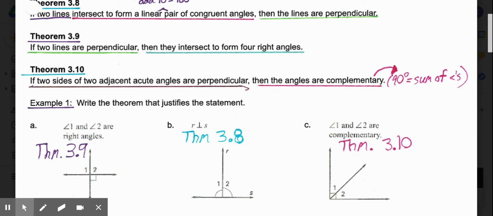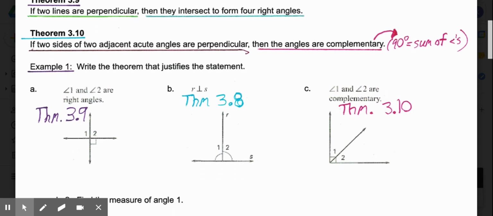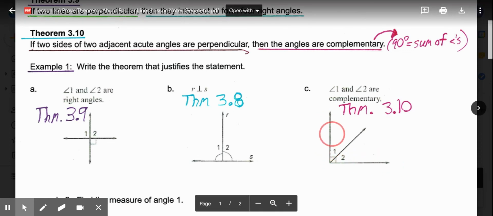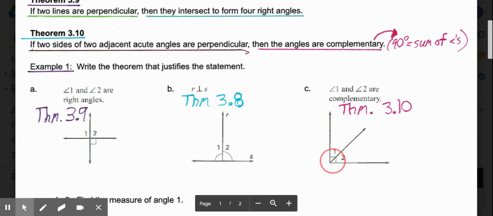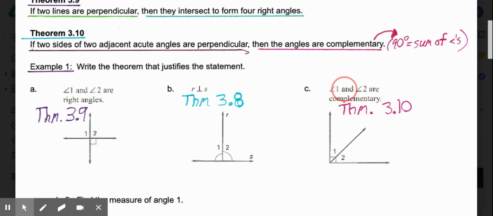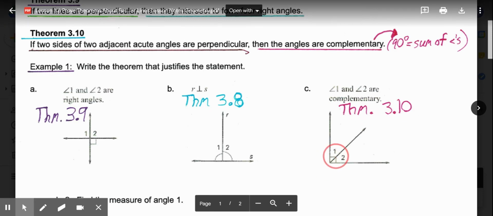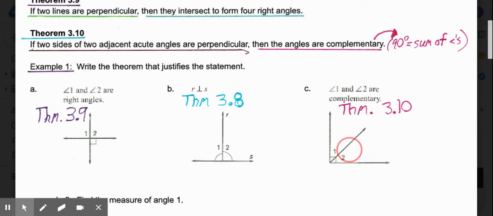So theorem 3.8. And then we are trying to state that angle 1 and angle 2 are complementary. Well, angle 1 and 2 are adjacent angles. The exterior sides of the adjacent angles are 90 degrees right here. They're perpendicular. So then we know angle 1 and angle 2 are complementary, meaning angle 1 and 2 add to be 90 degrees. So that'd be theorem 3.10. So if there's a perpendicular line, the two interior adjacent angles are always complementary.